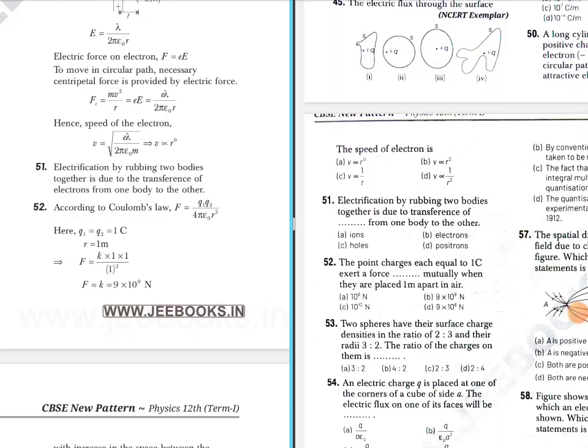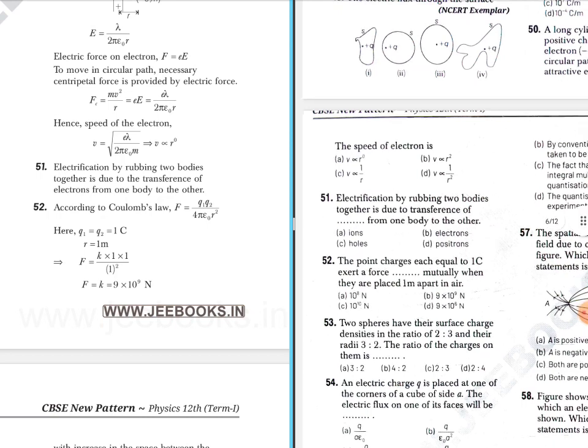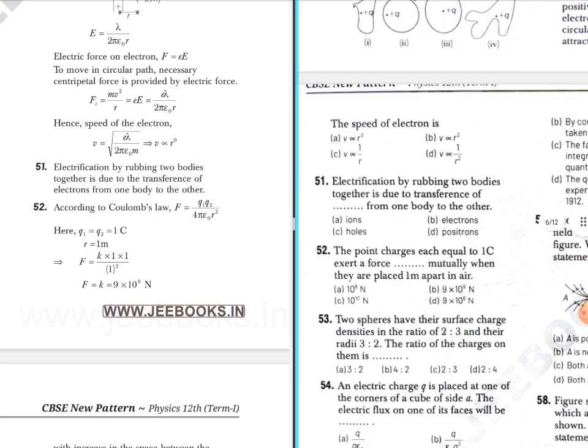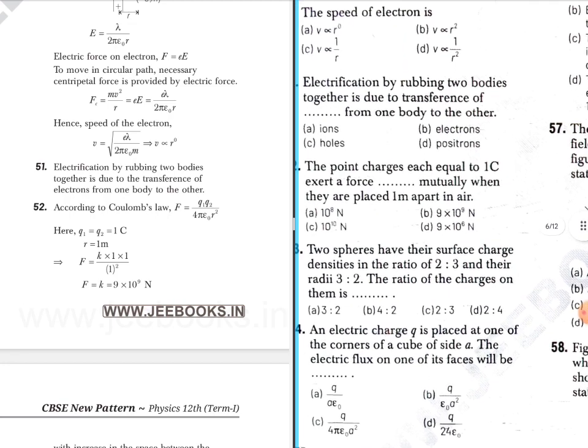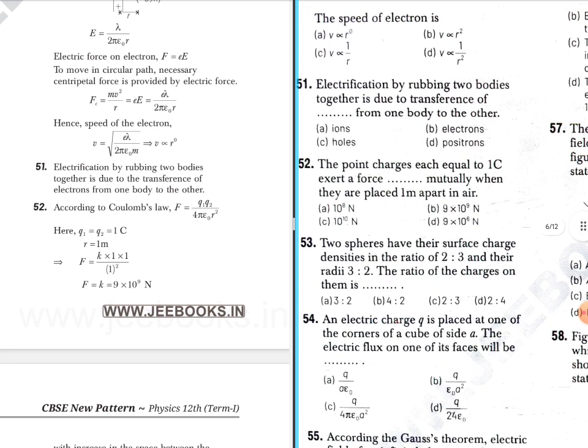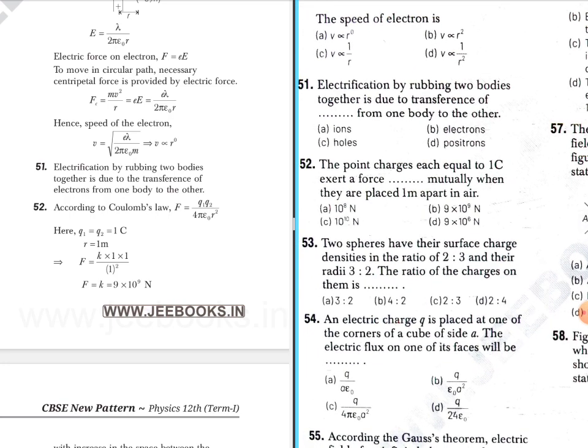Continuing from the 51st question, electrification by rubbing two bodies together is due to transference of charges, that is electrons, transfer of electrons. So B is the right answer. So let's go to the next question. 52nd: the point charge 1 coulomb exerts a force mutually 1 meter apart. So then the force value itself is 9 into 10 to the power 9 Newton. So that will be the force value, which is B.